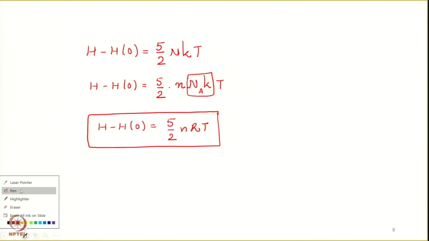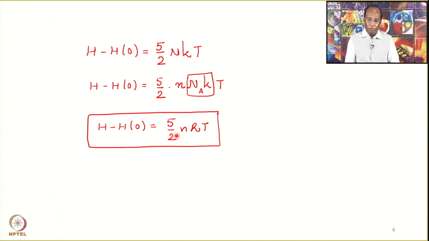Therefore, we need to take only the translational contribution unless the temperature is very, very high. So, both by using the equipartition theorem and by using the explicit canonical partition function, we obtained the same expression, that is H minus H0 is equal to 5 by 2 nRT. Now, we have this expression and we can further apply it.